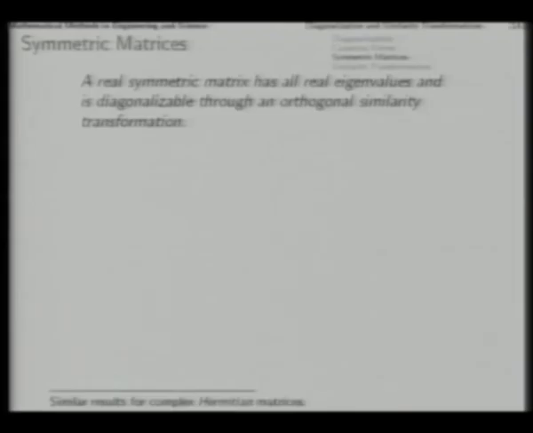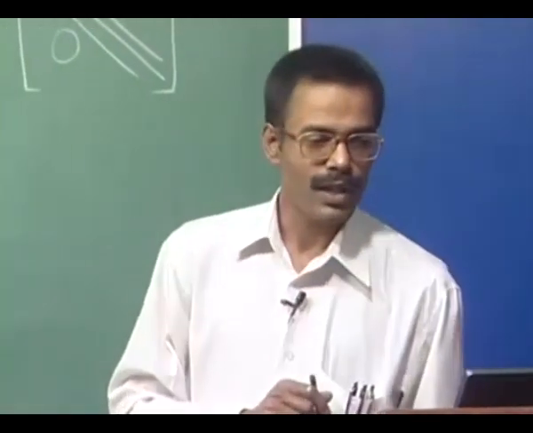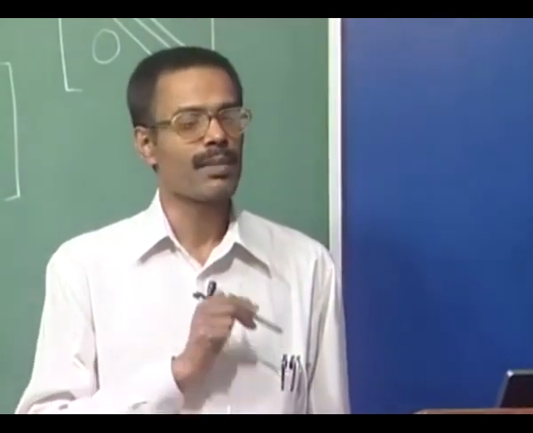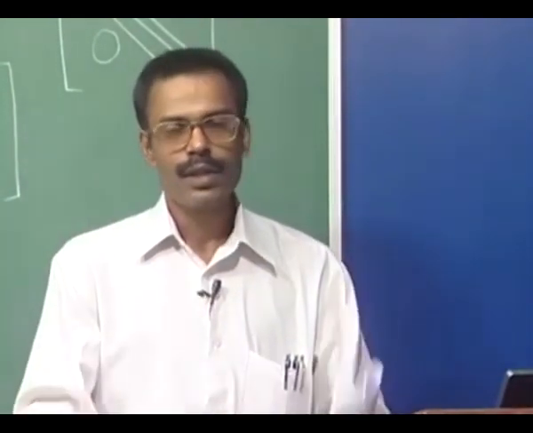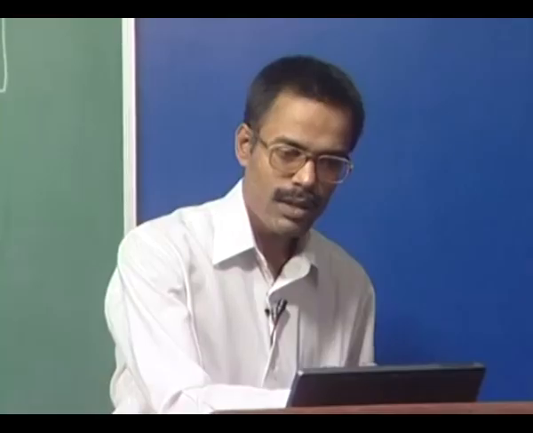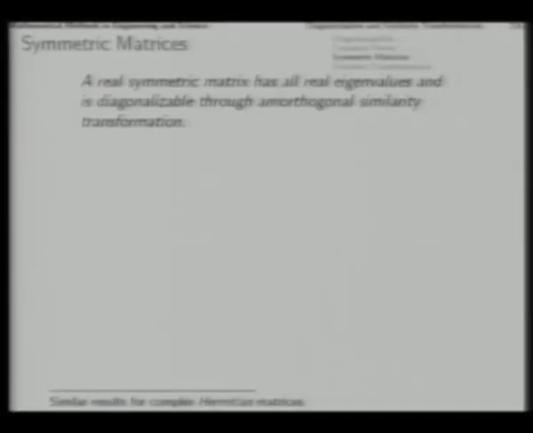Next, we come to the most important topic of this lesson, and that is the topic of eigenvalue problems of symmetric matrices. Central to this issue is this very important result, and that is that a real symmetric matrix has all real eigenvalues and it is diagonalizable through an orthogonal similarity transformation. A similar result is there for complex Hermitian matrices, for which this is actually a special case.